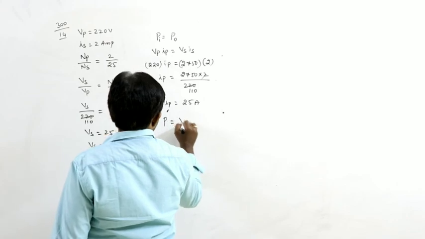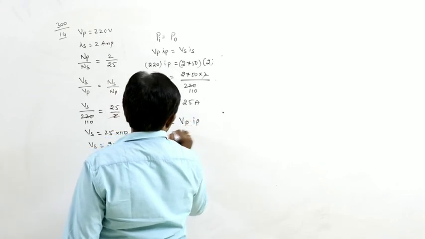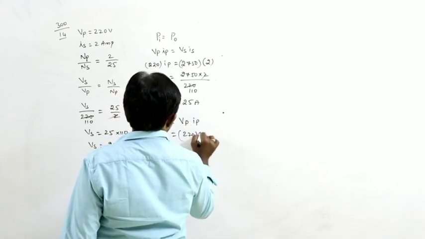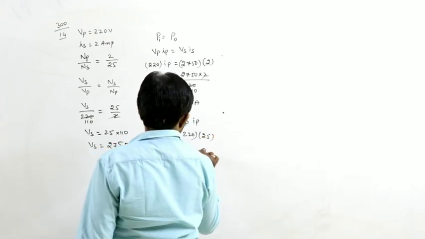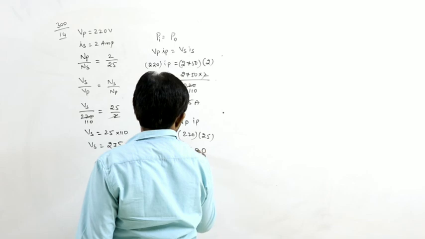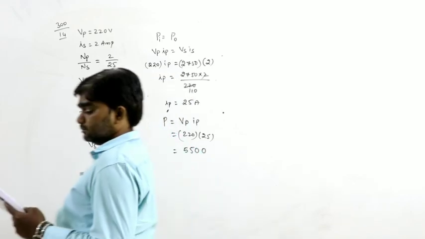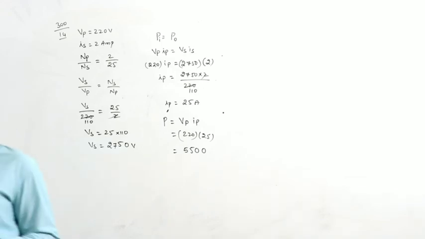Power is equal to Vp Ip, 220 into 25, so that is 5500. So the first option is like this. We can do the problems based on this. Solve.